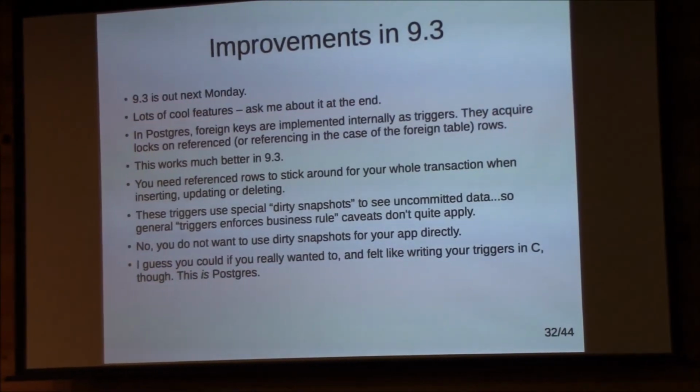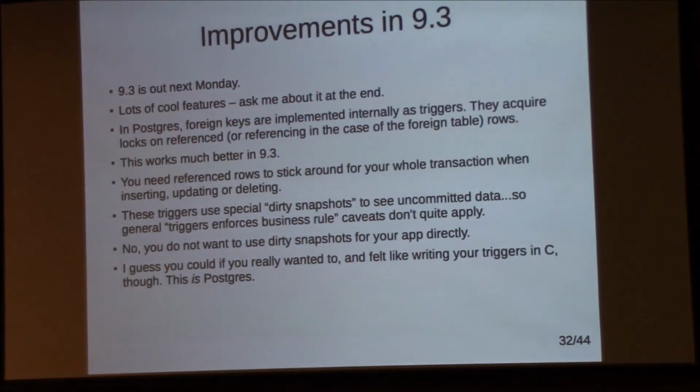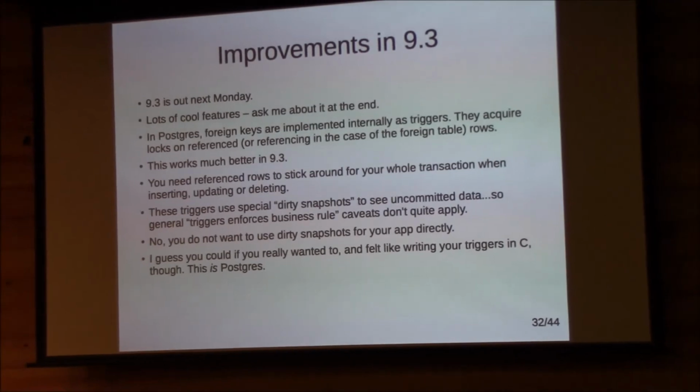So in Postgres, foreign keys are implemented internally as triggers. They acquire locks on referenced or referencing rows. This works a lot better in 9.3. And just in general, if you do something that causes foreign key enforcement, such as inserting into a table, updating a row, or something like that, then everything you do subsequent to that in the transaction is predicated on the reference row continuing to stick around. So you think that it's entirely necessary for these locks to be acquired by foreign keys.